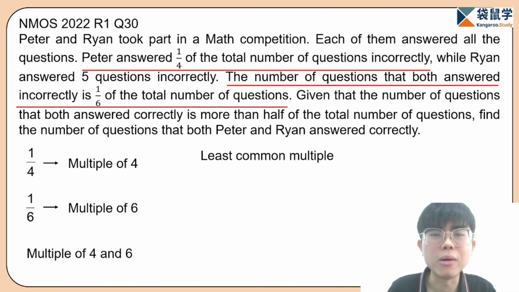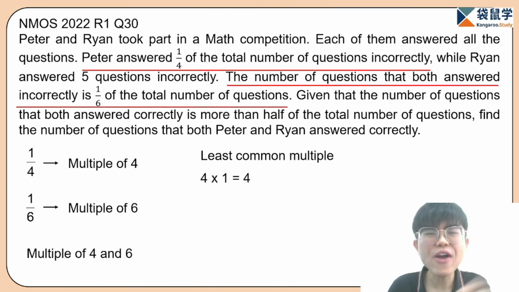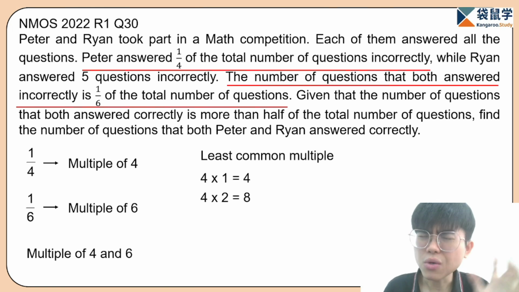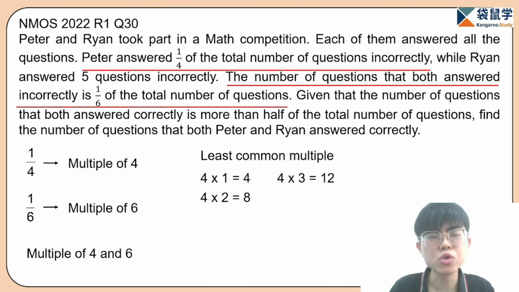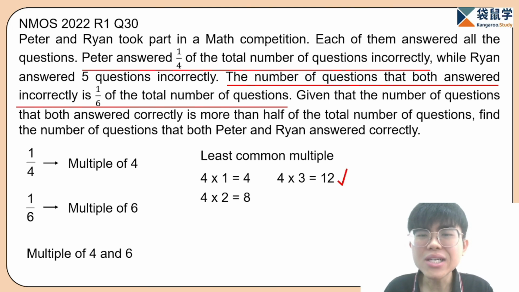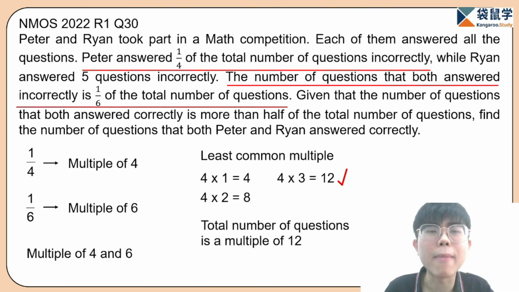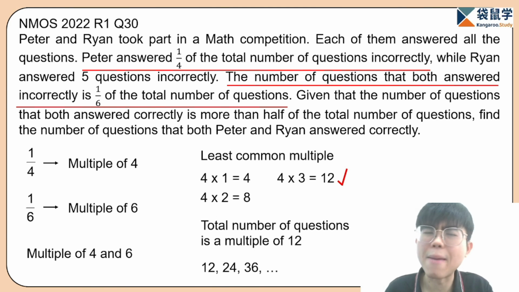So let's observe the multiples of 4. We have 4 times 1, which is 4. This is obviously not a multiple of 6. Then we have 4 times 2, which is 8. This is not a multiple of 6. And then we have 4 times 3, which is 12. So is 12 a multiple of 6? Yes, it is. So now we know that the total number of questions is a multiple of 12. So what is a possible number? It can be 12, it can be 24, 36, and many more.